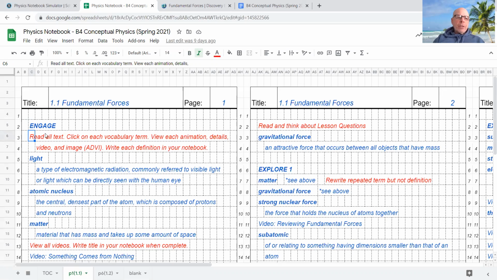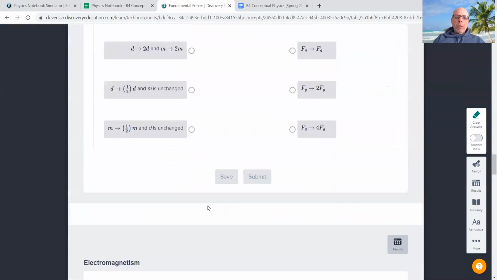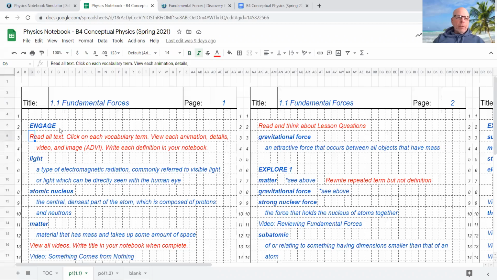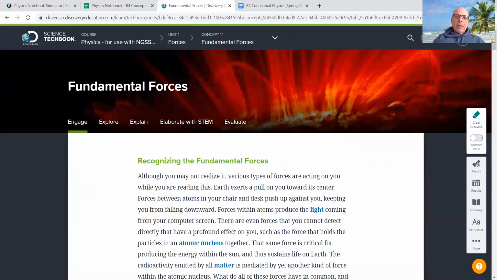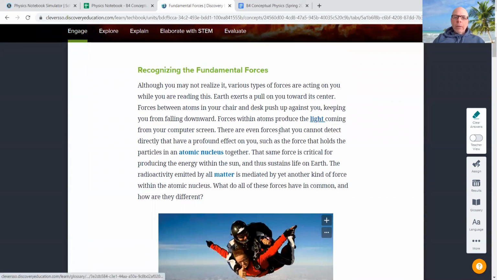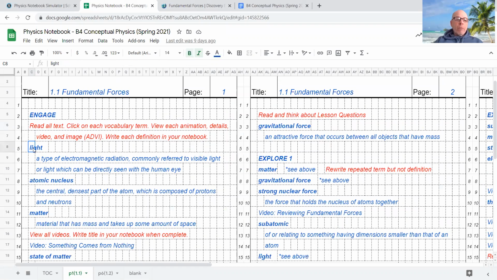Here after engage, it says read all text, pretty much what I told you to do. Read all of this stuff. Read all text, click on each vocabulary term. There's one, there's one, there's one. When you click on those vocabulary terms, it's going to give you information. I made notes of that: the light, the atomic nucleus, matter, and I made notes of these definitions.